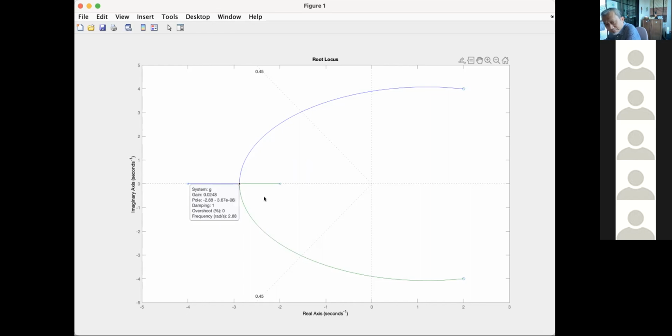Number 3. Tak ingat dah. I don't remember. Oh yeah, the crossing at imaginary axis is at 3.9 J. Then the intersection. 0.4. The intersection. -1.5.